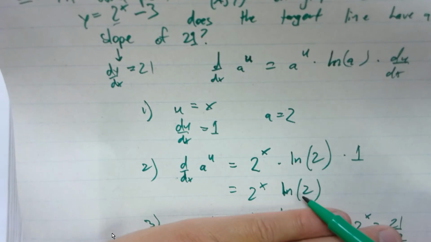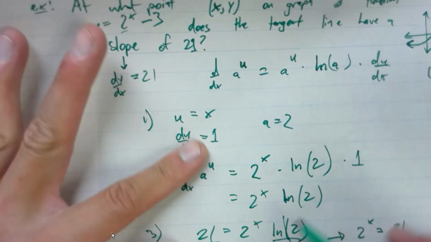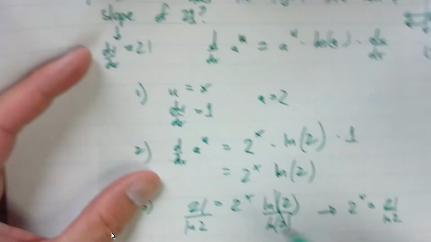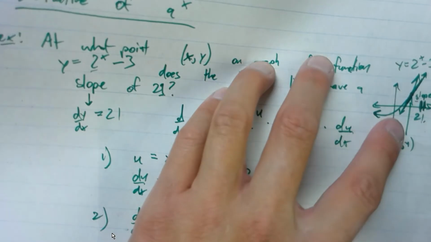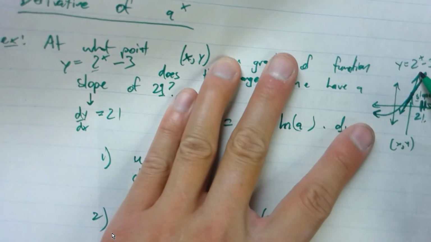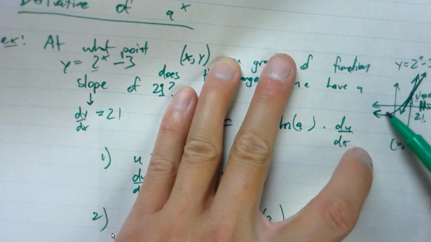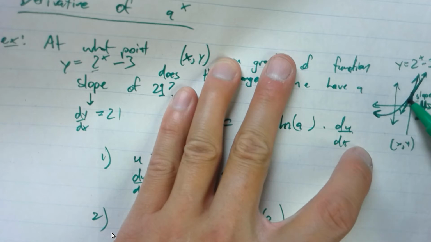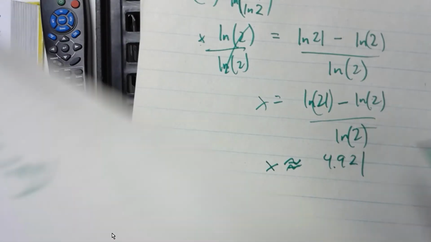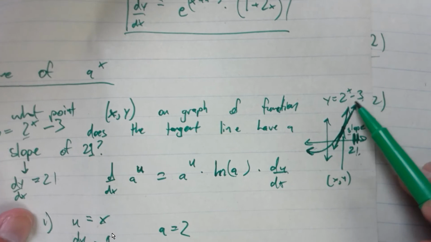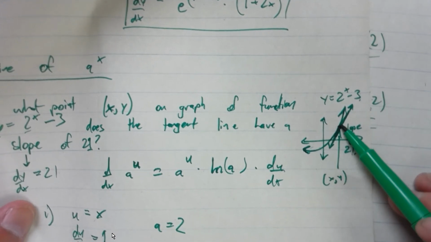2x times ln of 2. I set that equal to 21 to find what my x value was going to be. But remember, the coordinate is still going to be on this specific line, which is y is equal to 2 to the power of x minus 3. We have the x coordinate of, I believe, 4.921. We have to plug this back into the original equation to find the coordinate of that point.